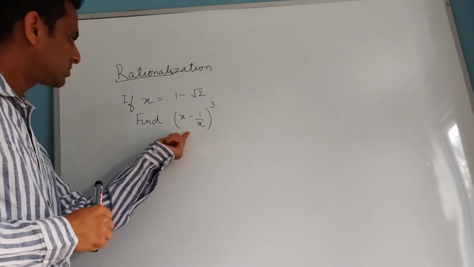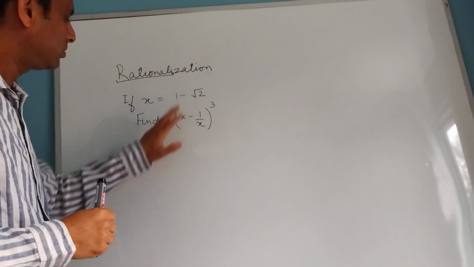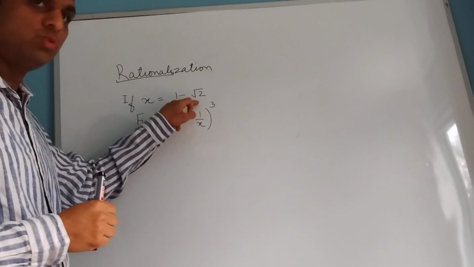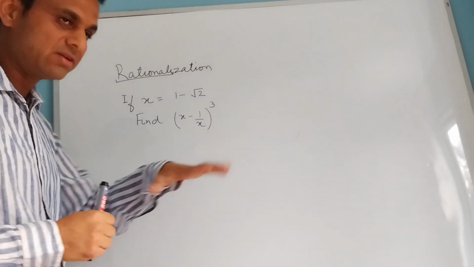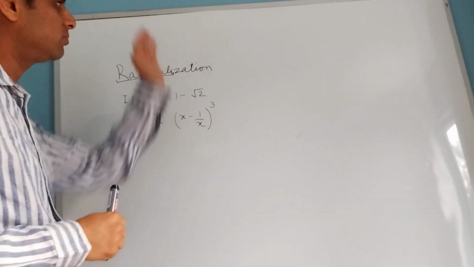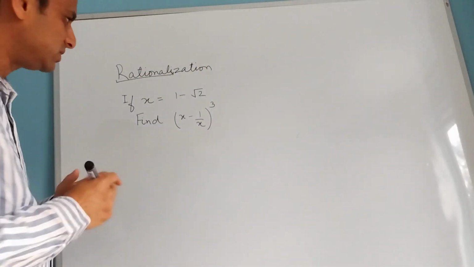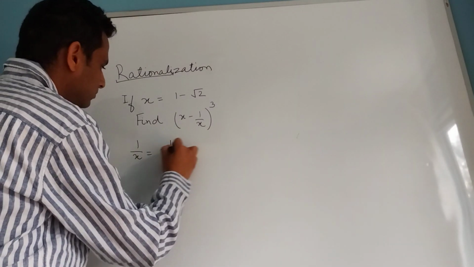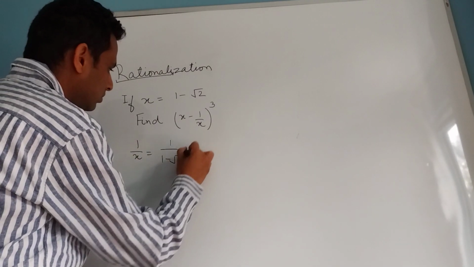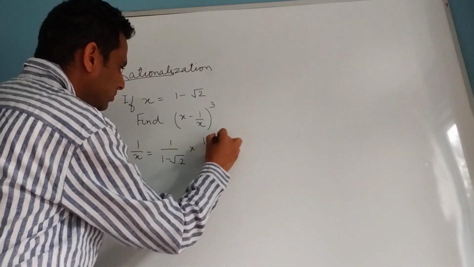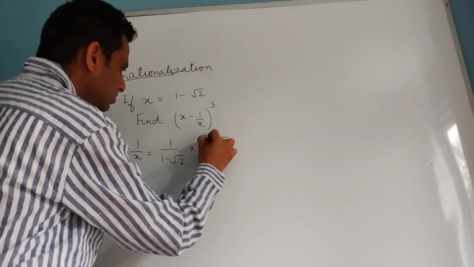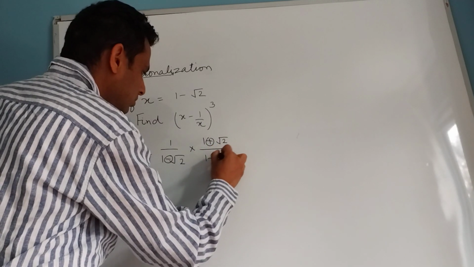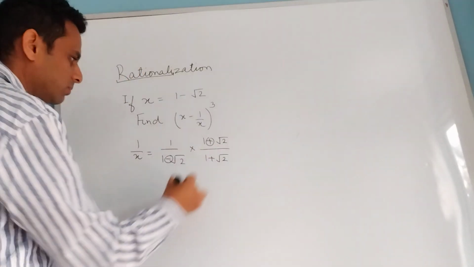We have x, we are okay with x, we are good here. For 1 by x, it will become 1 by 1 minus root 2. We would rationalize that. 1 by 1 minus root 2 times 1 plus root 2 over 1 plus root 2. We'll see how it works. So we multiply it by 1 plus root 2, just the opposite sign, and divide by the same number, 1 plus root 2.